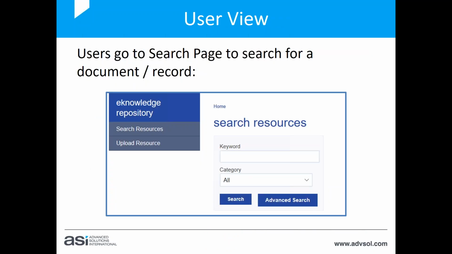What do the users see? Once it's displayed on the website, it's ready to go live, how do your members find the resources thereafter? What they come to is a search page, and they can search for a document or a record using the keywords or categories. Let's have a look at that in my website.